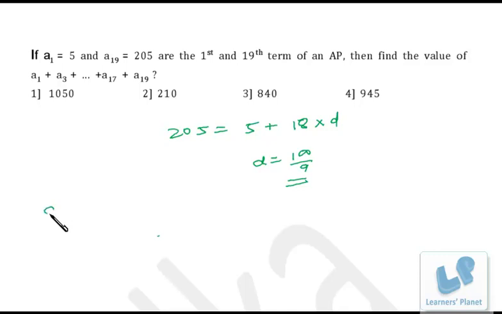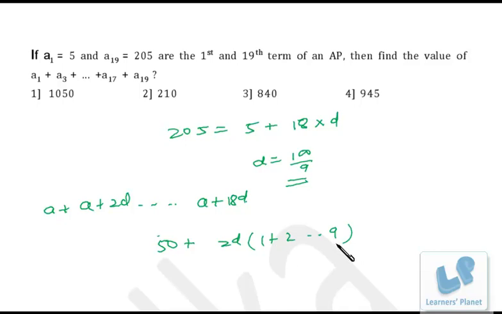Now this one is the first term, this one is the third term, so that can be written as a plus 2d. Similarly the series will go on till a plus 18d, right? So in all a is coming 10 times, so 10 times a, that means 10 times 5, that is 50. Then 2d plus 4d till 18d, so I take 2d as common, so 1 plus 2 till 9. Now the sum from 1 to 9 is 9 into 10 by 2, that is 45. So 2 into 45 into, I put the value of d, that's 100 by 9. So it's 1050, as simple as that.